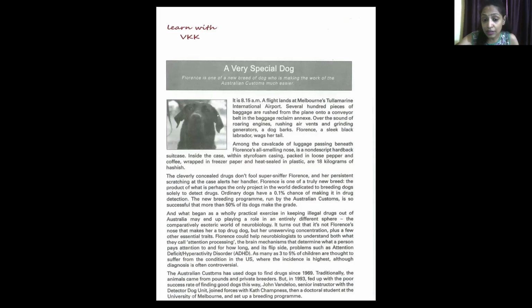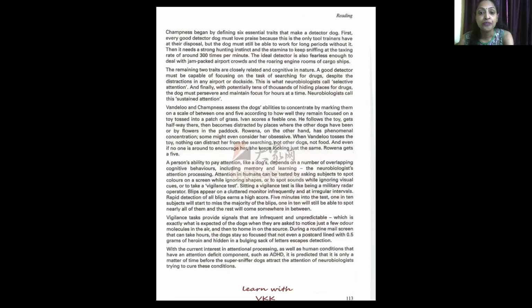If we see here, there is some information about Australian customs using dogs, and how they were getting dogs, maybe from private breeders or from pounds. We have some information on that. I would highly encourage everyone to pause and read. It's a tutorial, so I would like to take you to the answer location by giving you small hints on how I'm reaching there. Then in the subsequent paragraphs, I am just highlighting what I am reading.